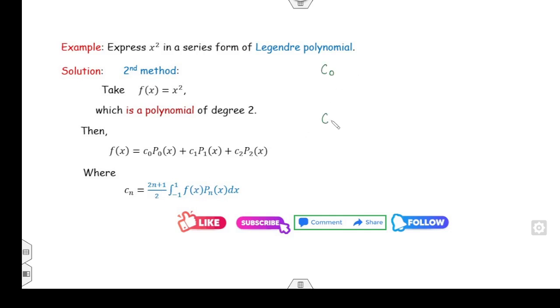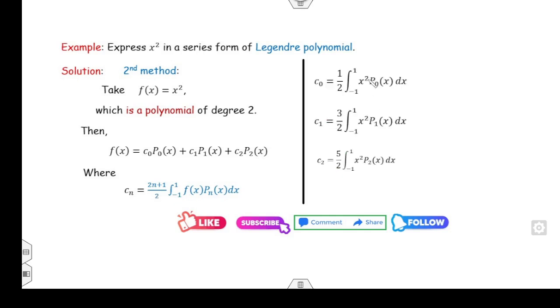So I can find the value of C0, C1, C2. What is C0? n is 0. That will be half, integral from minus 1 to 1 of f(x) into P0(x). Similarly, I can substitute n equal to 1 and n equal to 2. You will get the expression where f(x) is my x square.